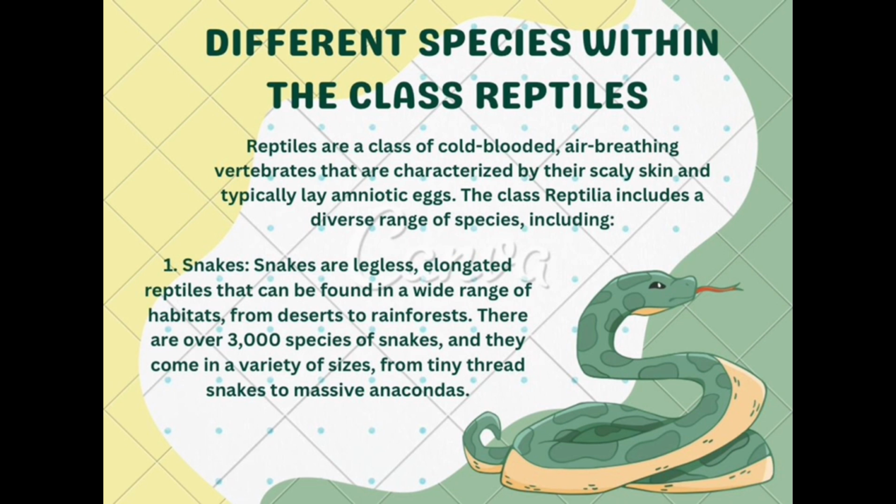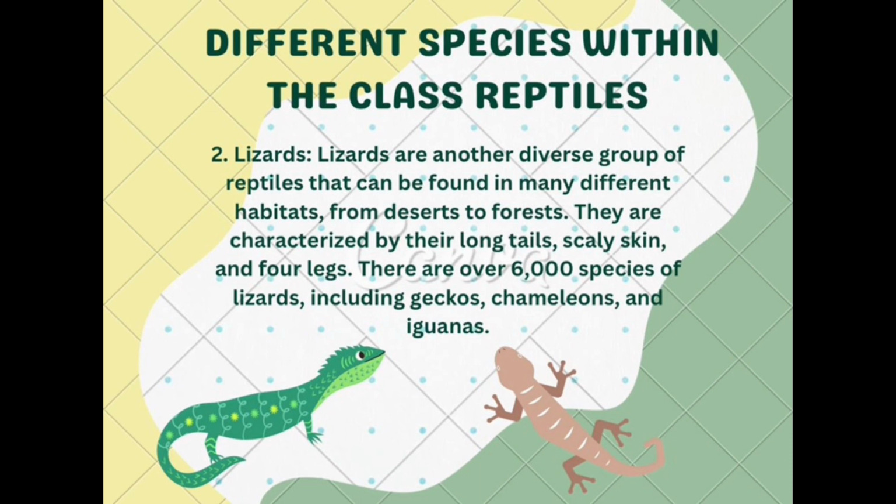There are over 3,000 species of snakes, and they come in a variety of sizes, from teeny thread snakes to massive anacondas. Two, lizards. Lizards are another diverse group of reptiles that can be found in many different habitats, from deserts to forests. They are characterized by their long tails, scaly skin, and four legs. There are over 6,000 species of lizards, including geckos, chameleons, and iguanas.